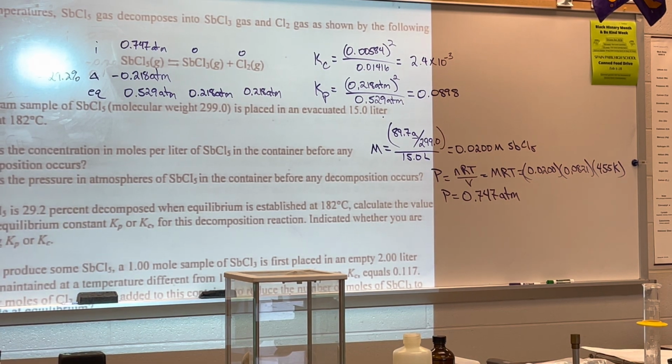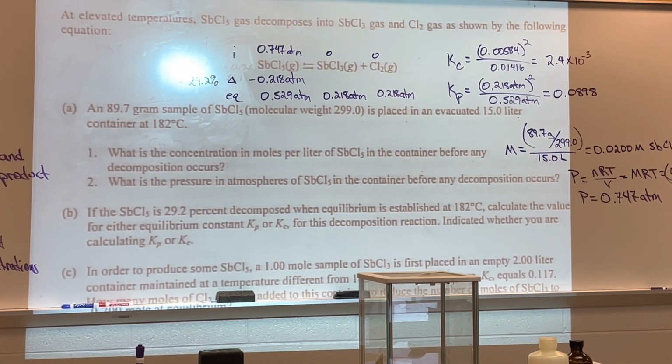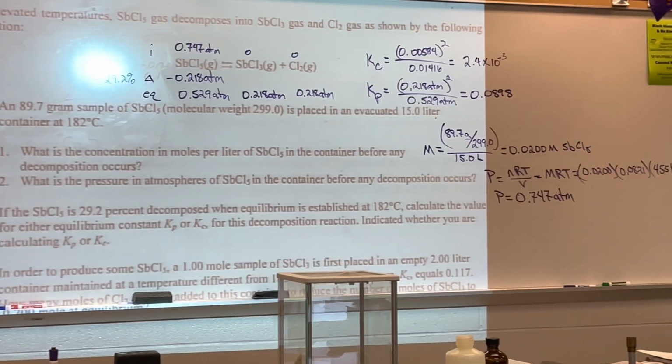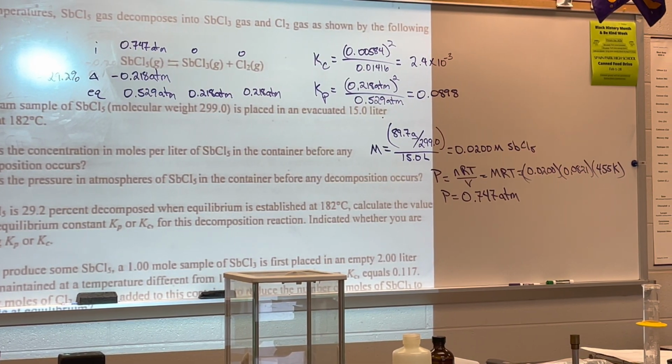So we can do it in terms of Kp or Kc. The percent is going to tell you the exact same thing as if you were given an equilibrium concentration. It uses it to determine what the change is, what the minus X is going to be, so to speak.